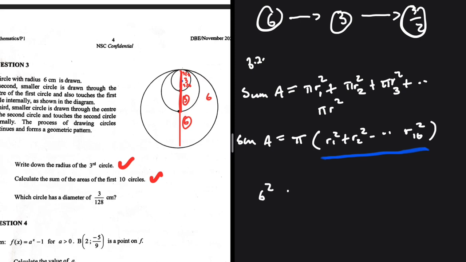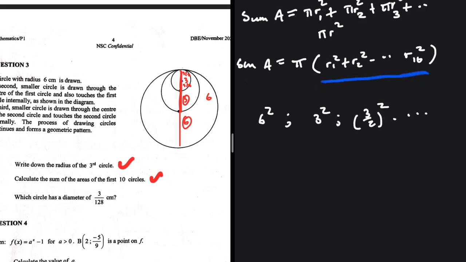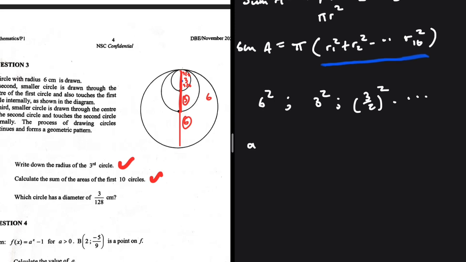And then the second radius should be 3 squared, and then the third therefore should be (3 over 2) squared, and so on up until the last circle, R10. So this is the sequence that is formed by the radii of these circles. The radii squared, because that's what we are interested in as we attempt to find the areas of these circles. So 6 squared is 36, and 3 squared is 9, but no need to worry about that. We just need to realize that A, the first term, is 6 squared.